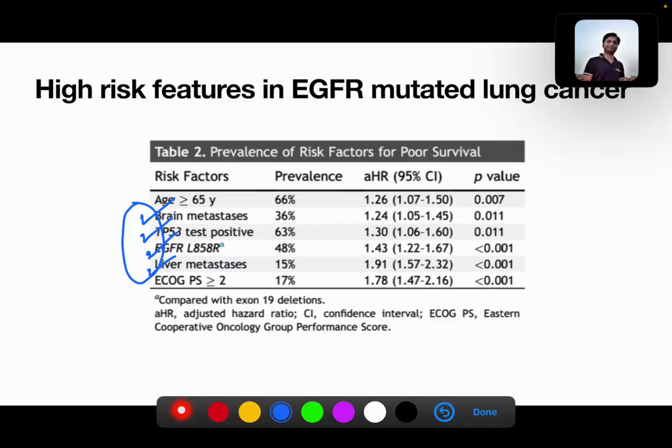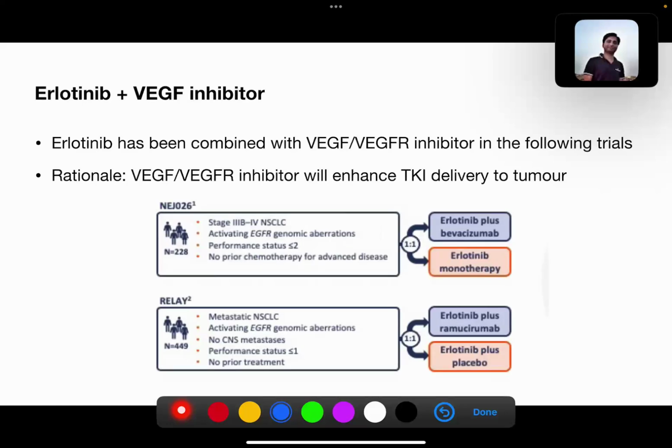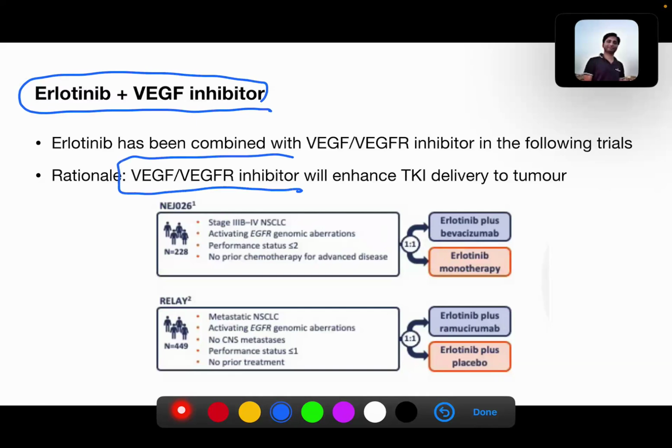So the initial combination therapies were with first generation TKIs, and then we moved on to third generation TKI combination therapies. So first generation combination therapies, let's look at them. First is erlotinib plus VEGF inhibitor, right? So basically, this VEGF inhibitor, by taking care of the aberrant blood vessels, will enhance TKI delivery to the tumor.